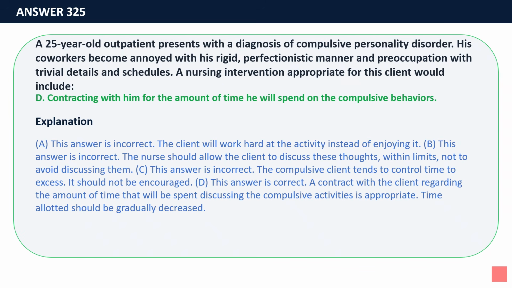C. This answer is incorrect. The compulsive client tends to control time to excess. It should not be encouraged. D. This answer is correct. A contract with the client regarding the amount of time that will be spent discussing the compulsive activities is appropriate. Time allotted should be gradually decreased.